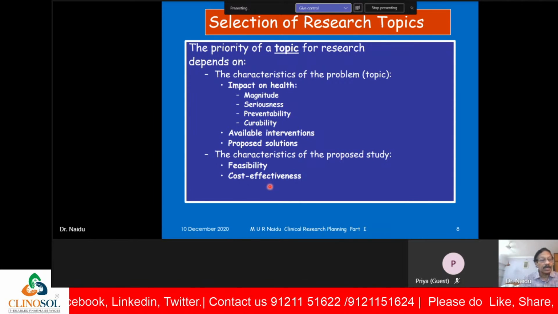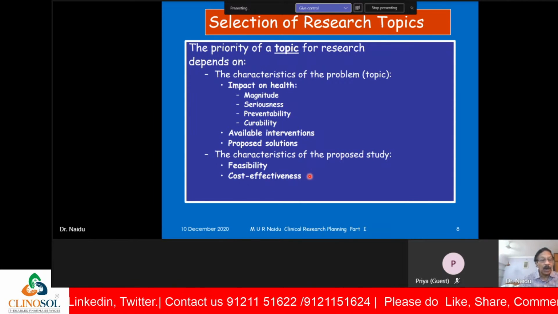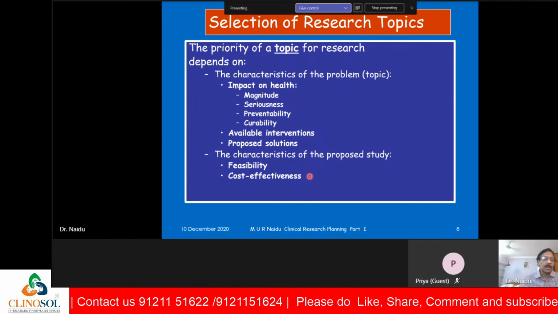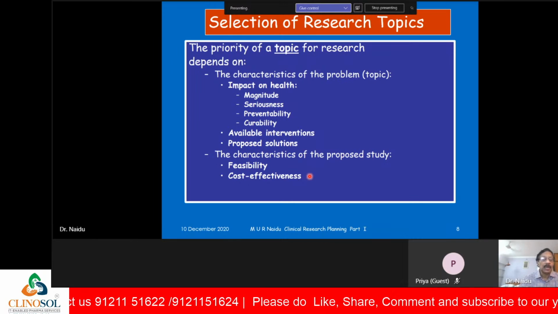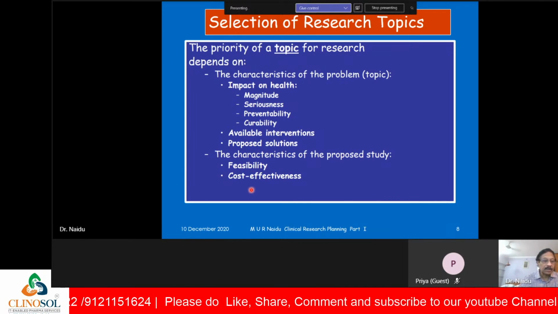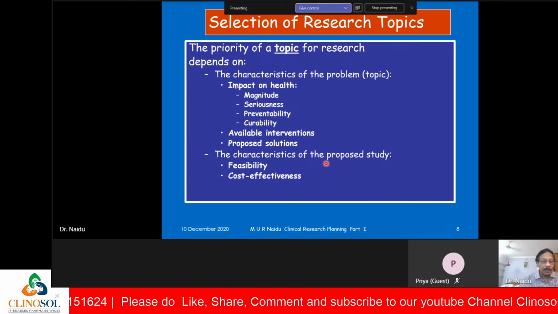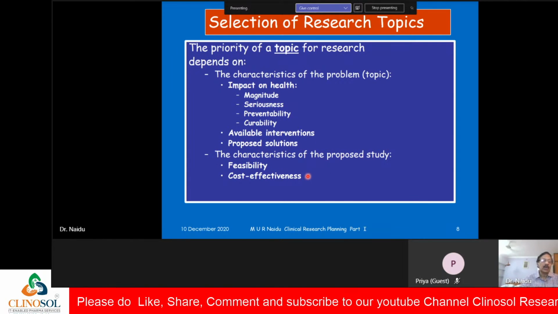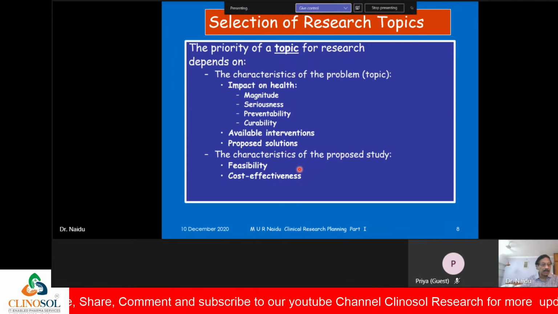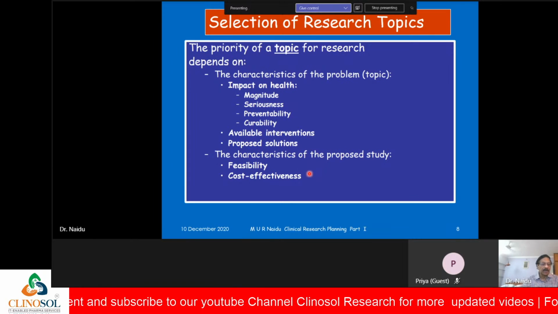Number two, cost effectiveness. If there is something you want to do where you have to use a large number of instruments which are quite expensive, it will be very, very difficult. So calculating the cost of doing a particular topic is also one of the reasons for your selection of the topic. If you have the money, if somebody is funding in crores, okay, you can go ahead, but that is very, very uncommon.